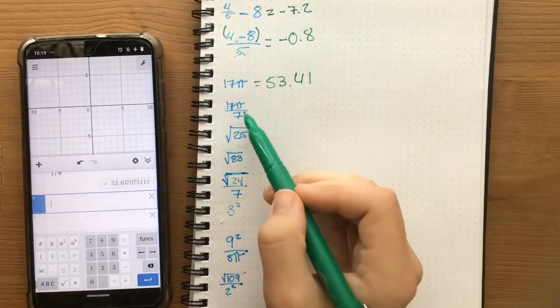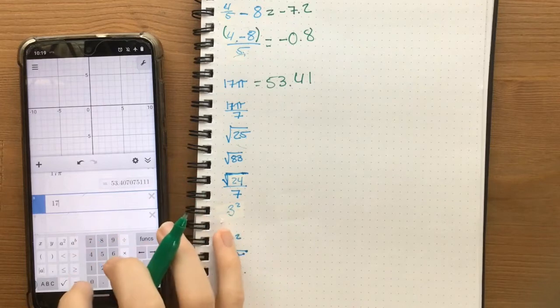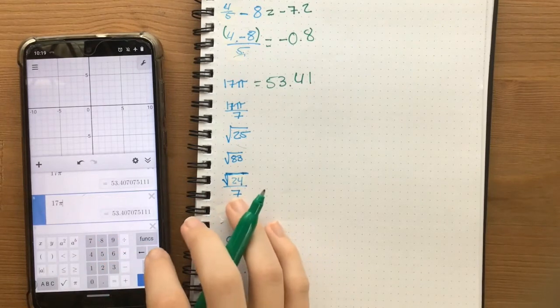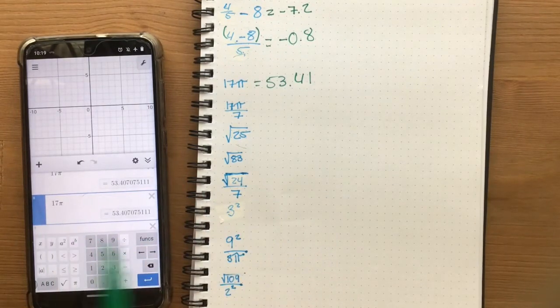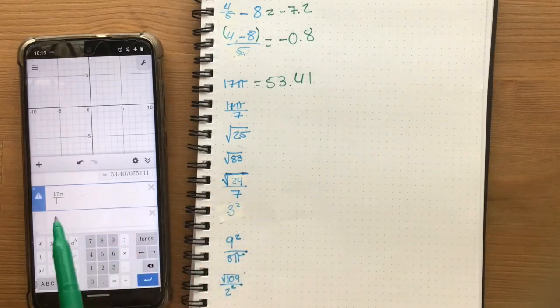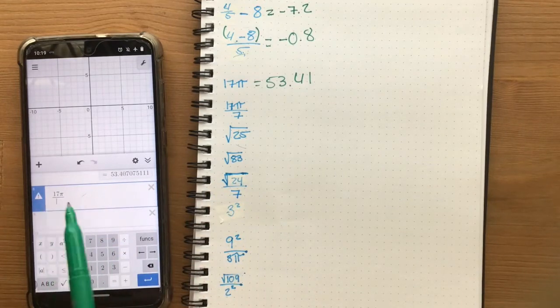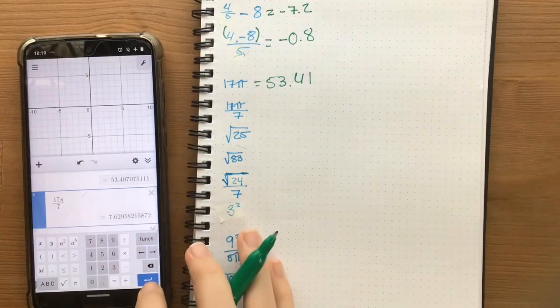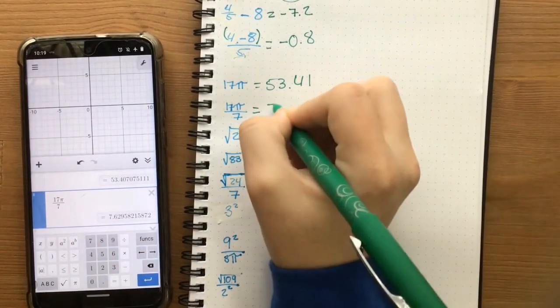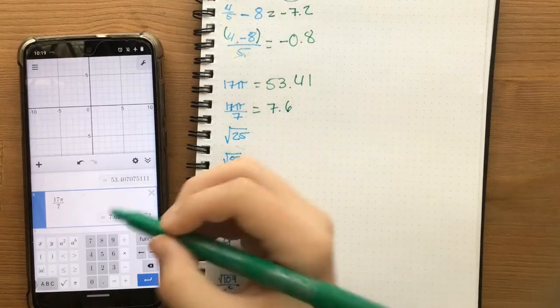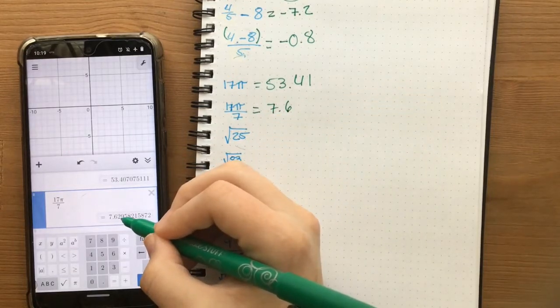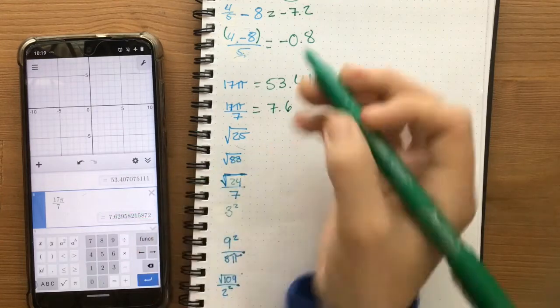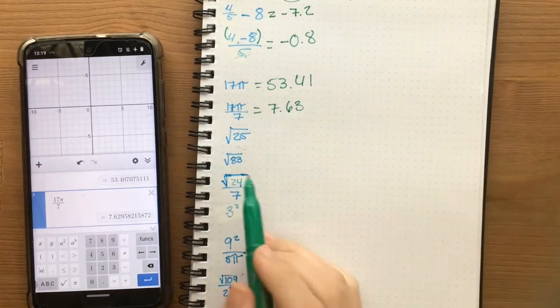Okay, and then I have 17 pi divided by 7. Nothing too tricky about this. I'm going to type in 17 pi. Because these two things are multiplied by each other, it'll automatically put the fraction symbol, or the division sign, right underneath it. And then divided by 7. And then I get 7.6, and then the 9 is 5 or bigger, so I'm going to round that up.